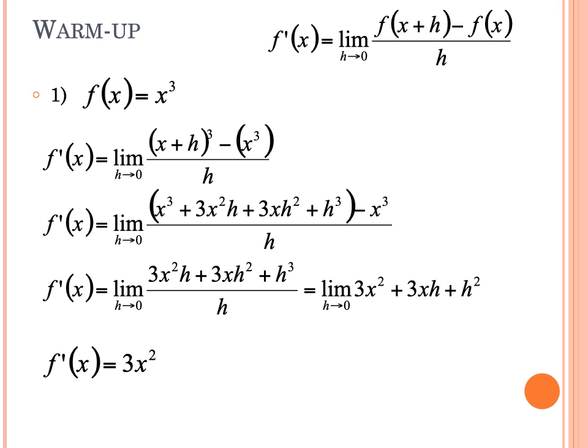So for the function x to the third, for that cubic function, if I were to take a tangent line at any point, whatever the x is, I could plug in to 3x squared, and that would tell me what the slope is at that one particular point.